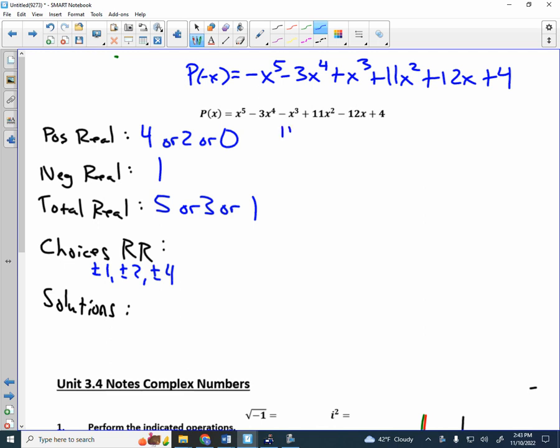Let's try 1. 1, negative 3, negative 1, 11, negative 12, 4. Some of you are saying, Mr. Gans, I don't like trying to plug all that in. Then go ahead. Just start with synthetic, and you should come out with 0 as a remainder if it works. Yep, either way. People use both methods on the test. Some people plug it in. Some people roll through synthetic right away. It's up to you. Free country. Do what you want.